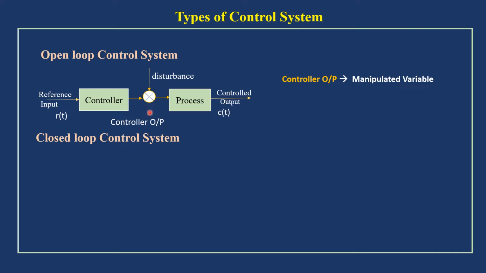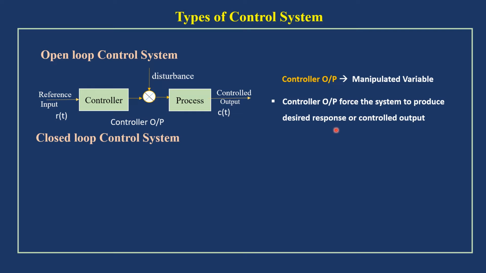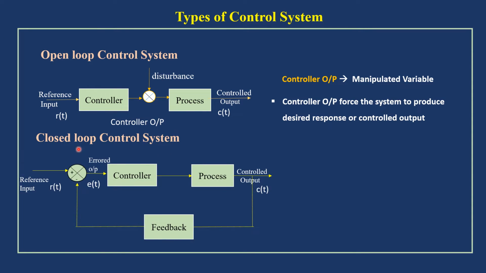That manipulated input variable will be given to the process, and it forces the system to produce the desired output, which is referred to as controlled output. The controller output forces the system to give the desired response or controlled output. This controlled output may or may not be affected by the disturbance. That is the open loop control system.